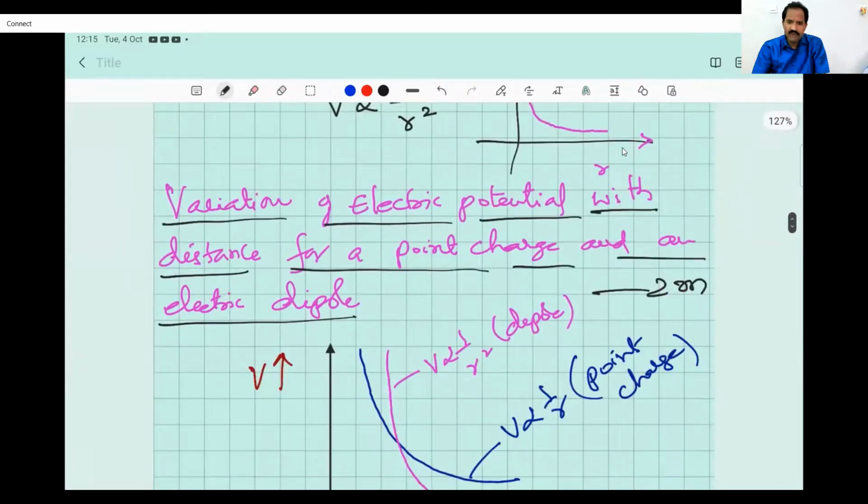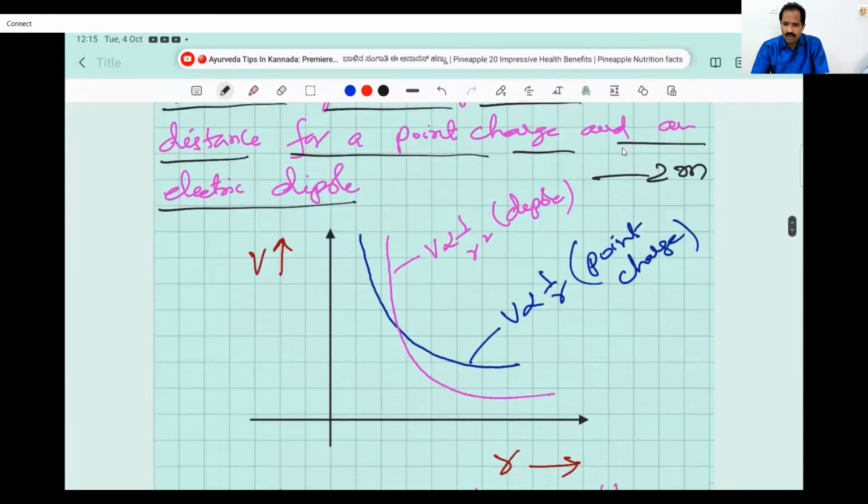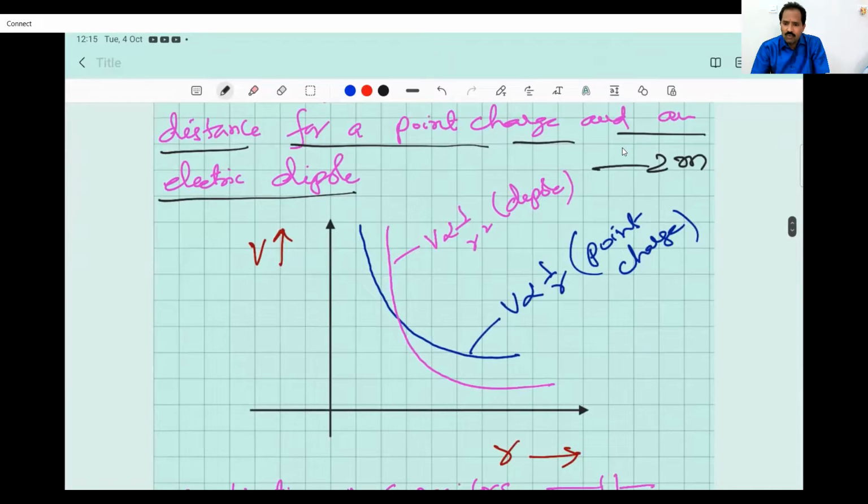Look at this. Variation of electric potential with distance for a point charge and an electric dipole. We have to represent both diagrams in a single graph. Look at the graph, V versus R. One graph represents the dipole, one graph represents the potential due to a point charge. The blue color stands for the point charge, V proportional to 1 by R. The other color represents the potential due to the electric dipole. So the variation of potential due to an electric dipole is much steeper than that of a point charge. There is a chance this will be asked for 2 marks, children.